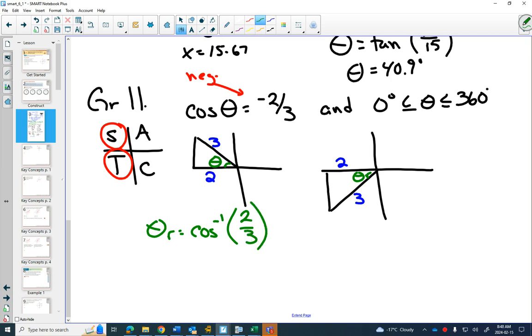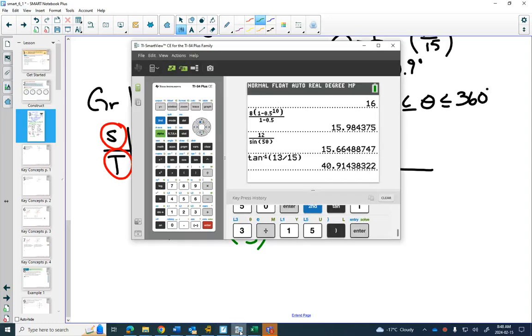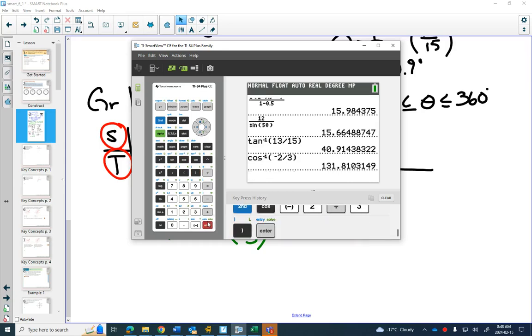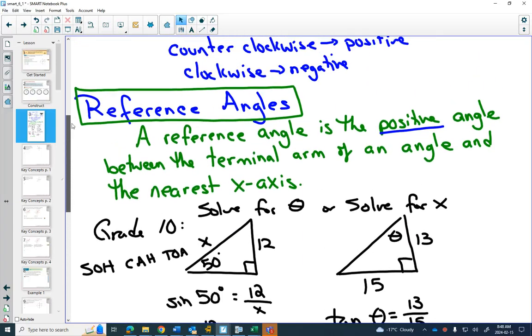Notice I do not put the negative in. Number one mistake students do, they'll go to this, they'll do cos inverse of negative 2/3, they'll get an answer, they'll actually get one answer right and get the second answer wrong. Because watch what happens, I go to my calculator, okay? I need to get 2 answers. This is what students do, they go second cos inverse of negative 2 divided by 3, and they get 131.8, and they think this is their reference angle. Okay? Maybe we need to make sure we add another thing to our reference angle.